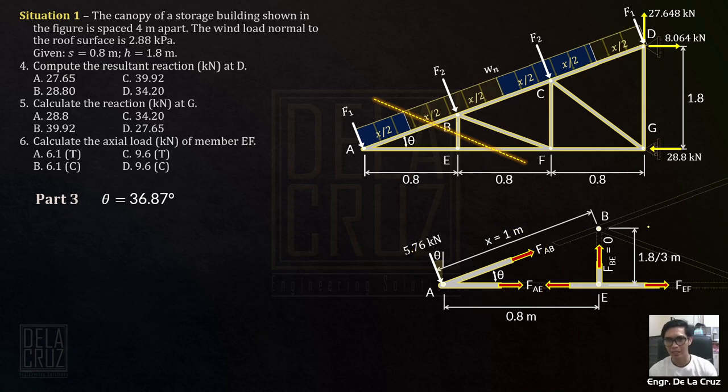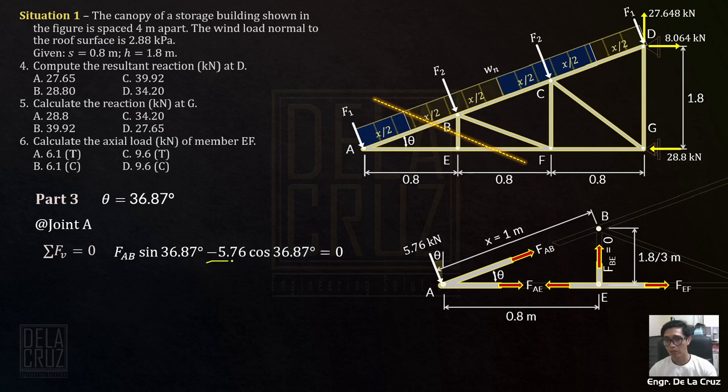It depends, na? Depende. Kung moment tayo, moment arm yung kailangan. Dito naman, okay, pakita na lang natin. At joint A, summation of forces vertical ako. Para makuha muna si FAB. Padadaan tayo kay FAB. So you have here FAB upward, sine 36.87, the vertical component. Then minus the vertical component of 5.76. By the way, the theta is here. So minus 5.76 cosine kasi nasa kanya ang angle. Plus 0.